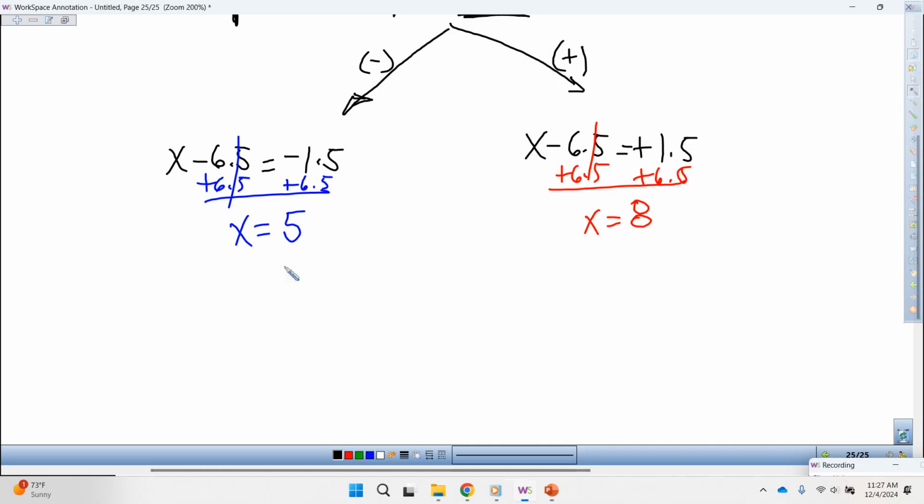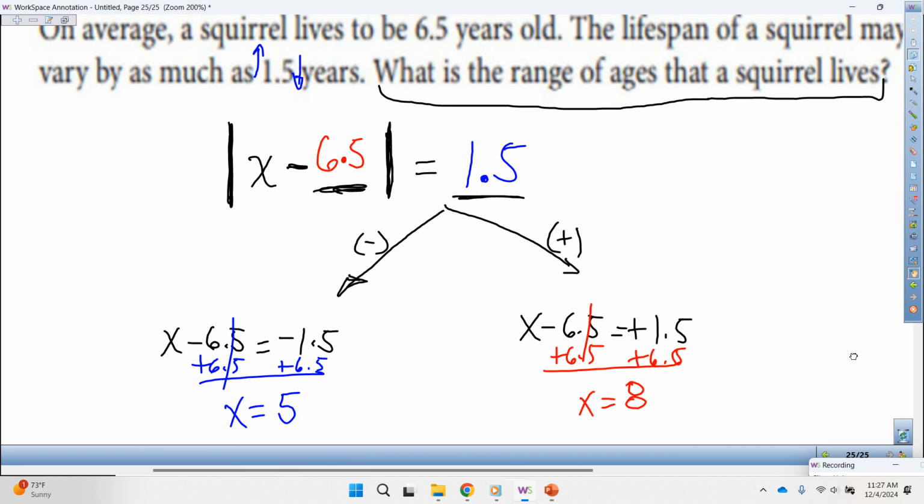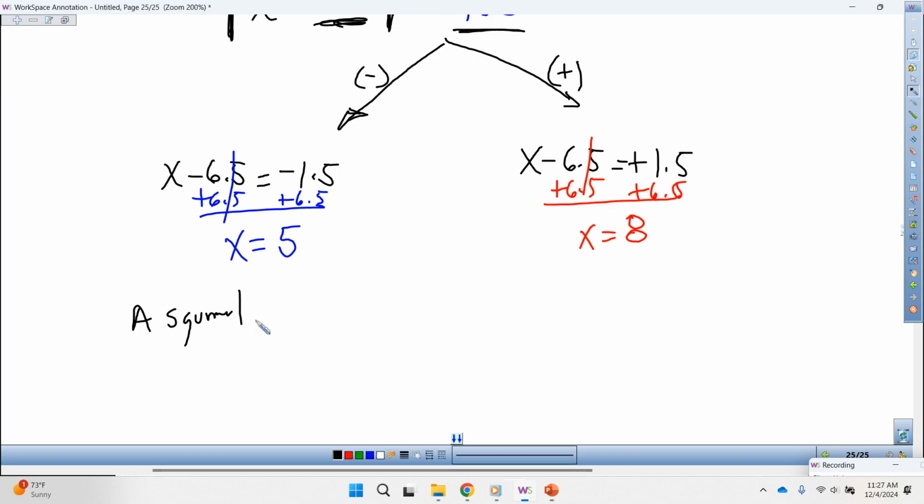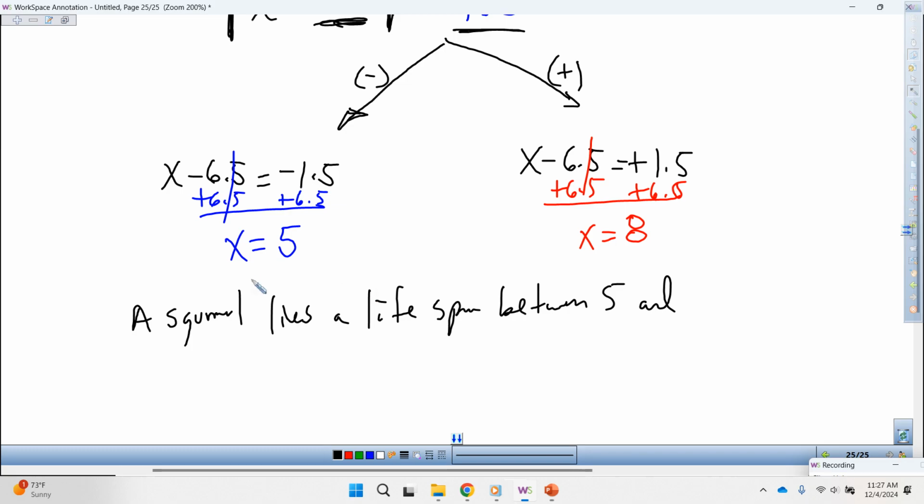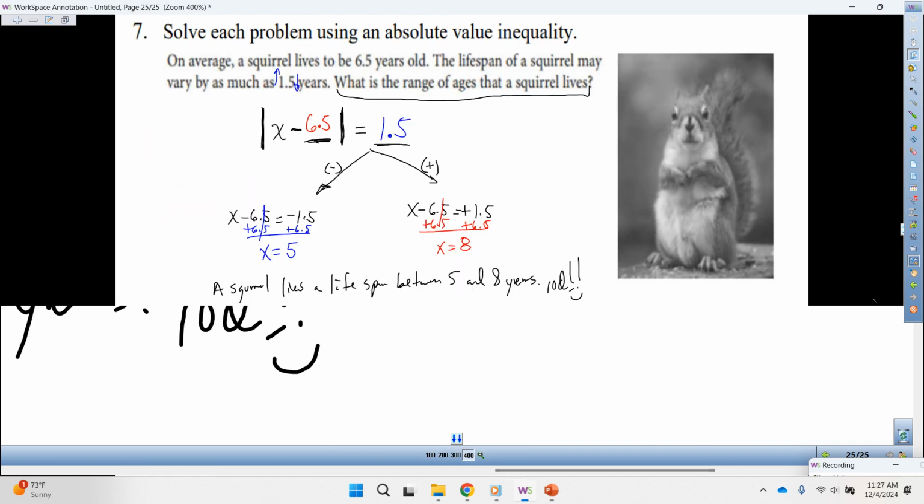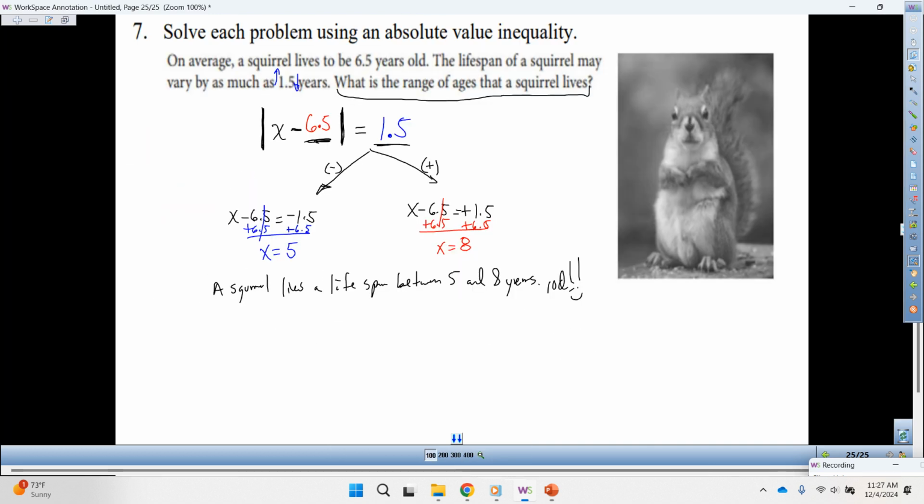Joseph, a squirrel lives a lifespan between 5 and what? 8. And 8 years. Thank you. That's a little years, right?